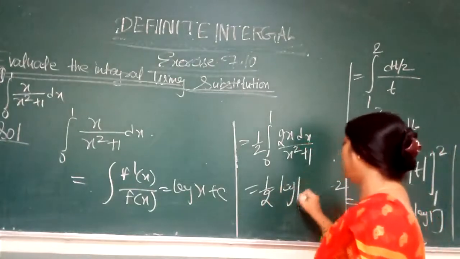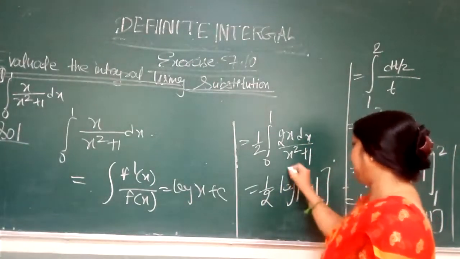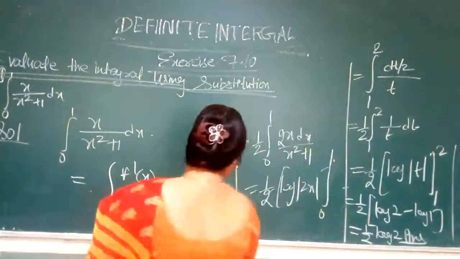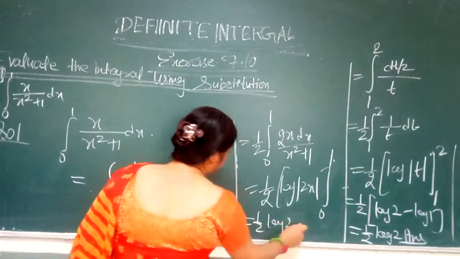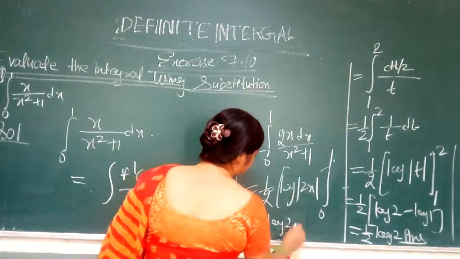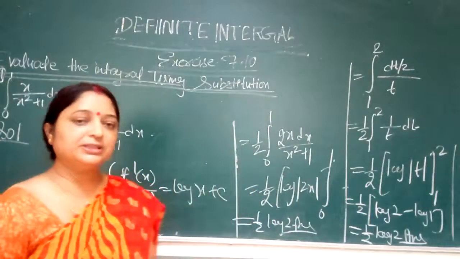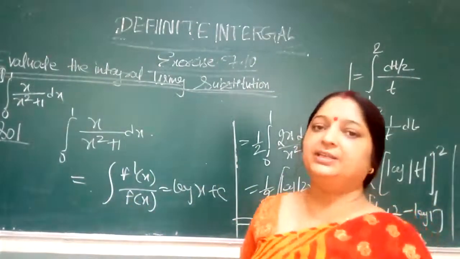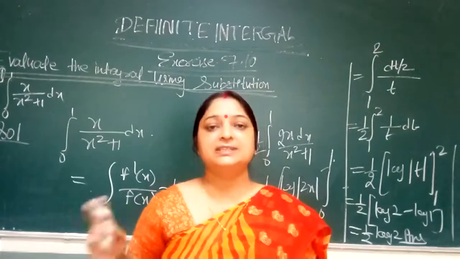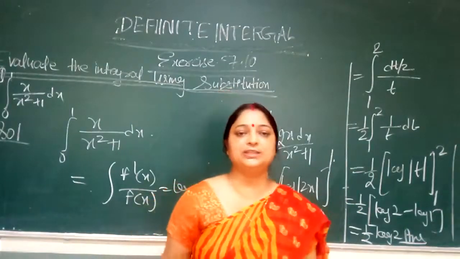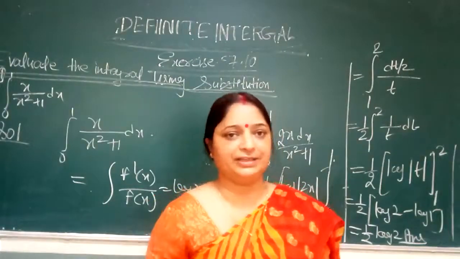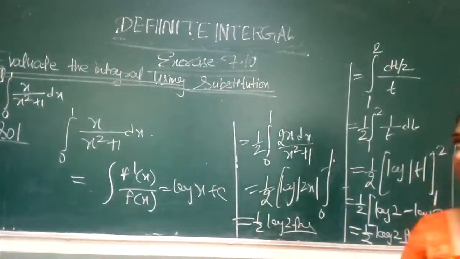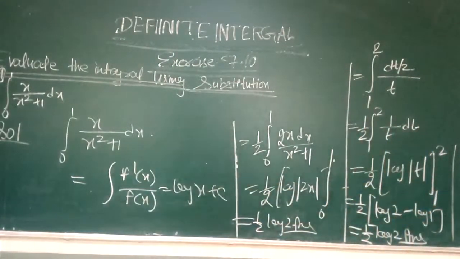So it will come log mod x square plus 1, and applying the limits, we are getting the same answer. In a definite integral, whichever method you apply, your answer will be the same. So this is the solution by substitution and without substitution. Now students, after that we will solve question number second.